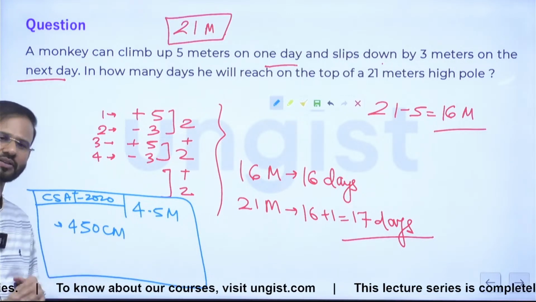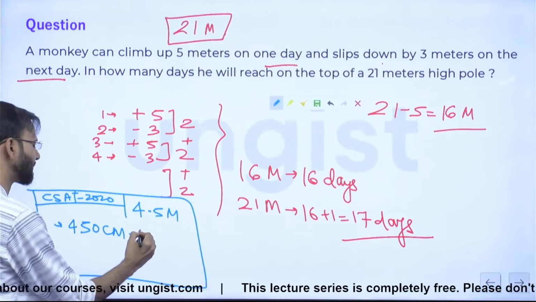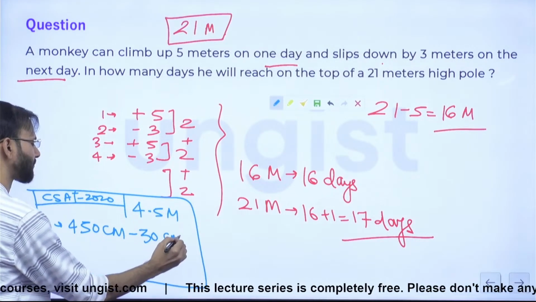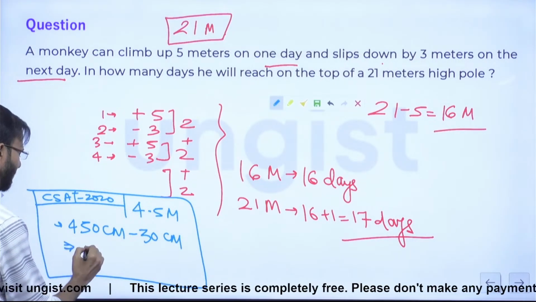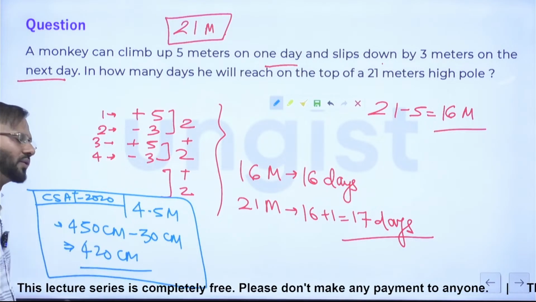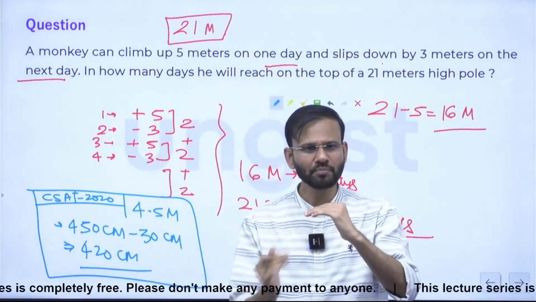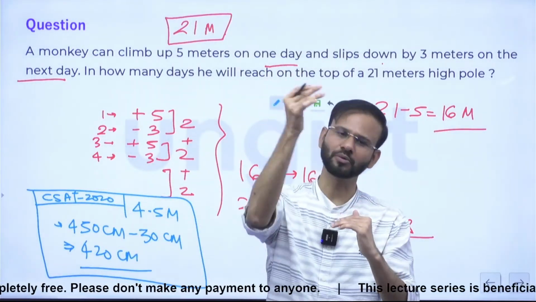What is the positive work? Positive work is 30, and negative is 15. So this is 420, everybody, right? So guys, try to think when he will be on 420 centimeter. After that, one more jump will be required for him to reach the top.